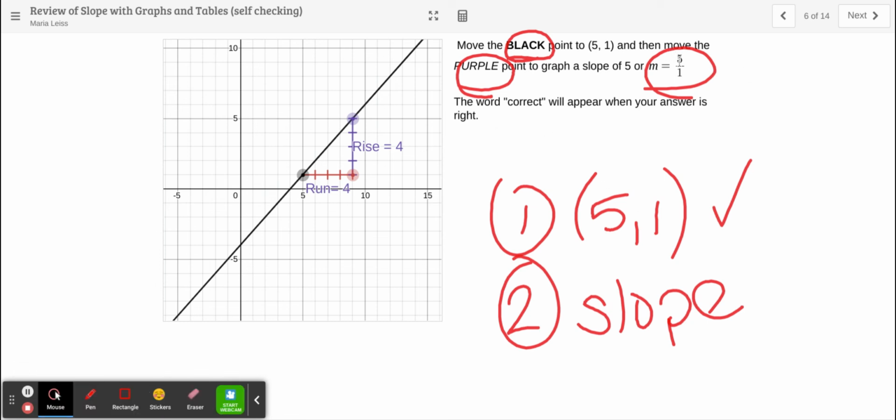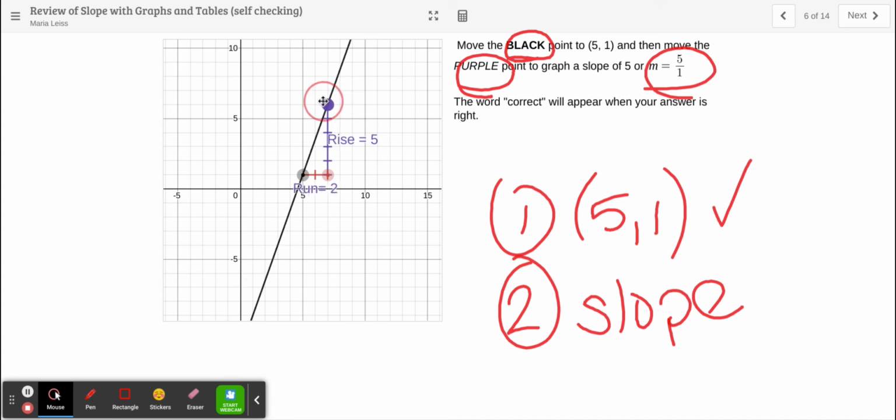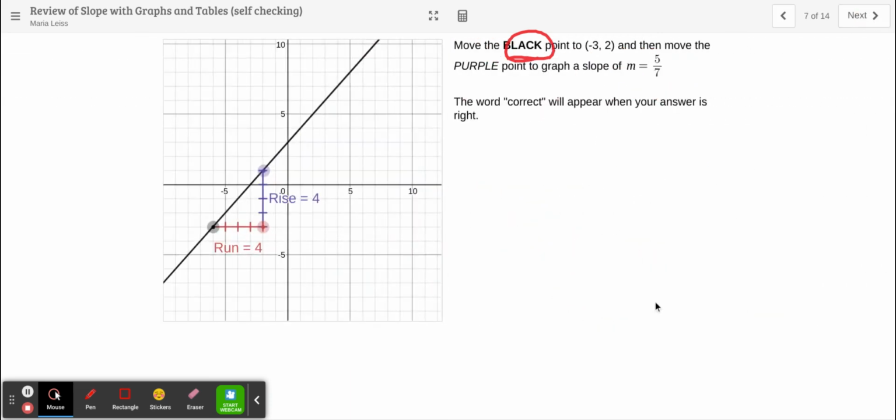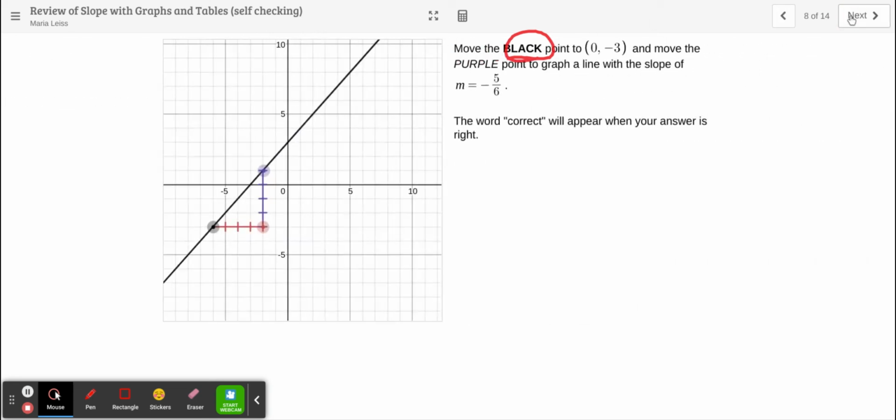Now I need a rise of 5, a run of 1. So I'm going to take this. There's my rise of 5. You just come back to where it says a run of 1 and I get the word correct. This is all you're doing on this activity. You're just following these directions. As I scroll through, you can see I'm going to be doing the same things on each of the slides. It's practicing using slope to graph the lines.